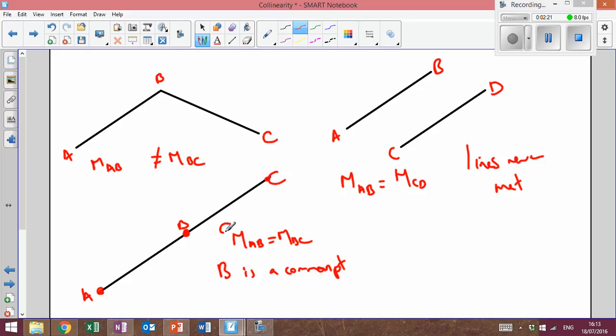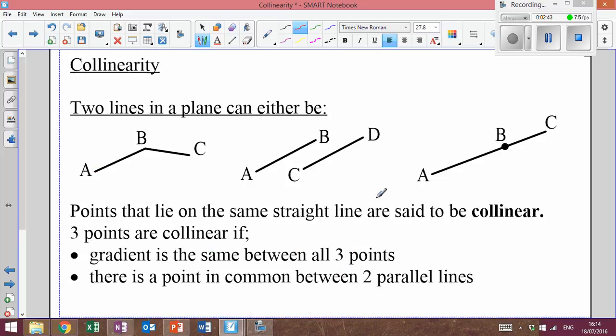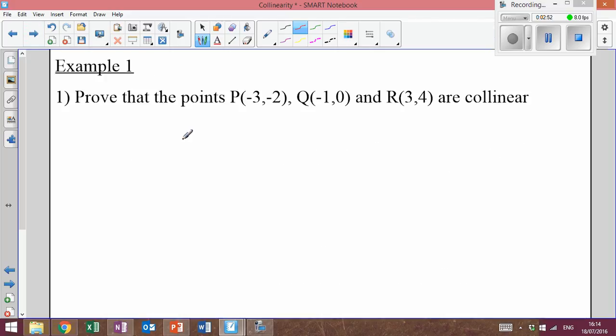If we want to prove that 3 points are collinear, then that is what we need to do. We need to show that the gradients are the same the whole way along the line. Otherwise, we'd be looking at something like this, and obviously they'll go at a point in common. That's how we're going to prove collinearity. There's a short note for you that you can copy down, just summarising that. Give it a wee pause and copy, and then we're going to look at an example.